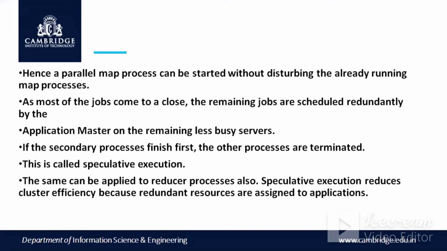Hence, a parallel map process can be started without disturbing the already running map processes. So most of the jobs come to a close. Remaining jobs are scheduled redundantly by the application master on the remaining less busy servers. If the secondary processes finish first, the other processes are terminated. This concept is called speculative execution. The same can be applied to reducer processes also. This reduces cluster efficiency because redundant resources are assigned to applications.